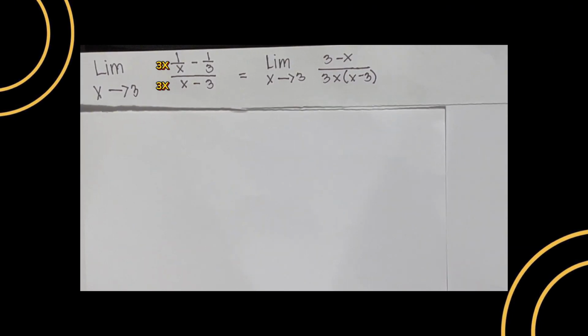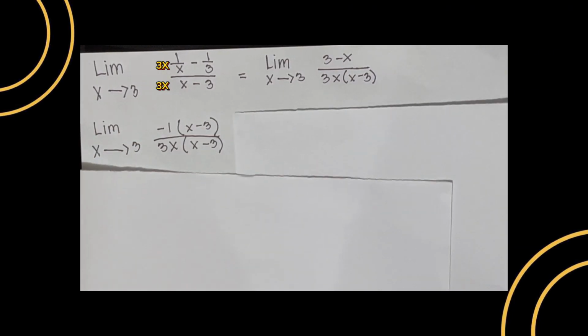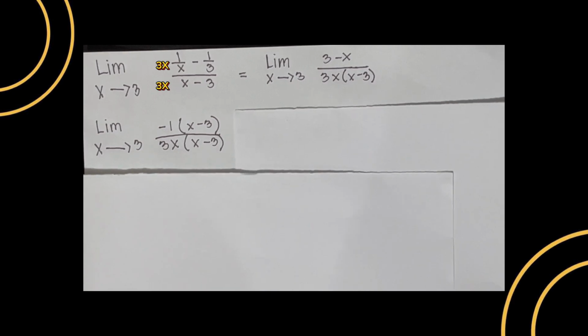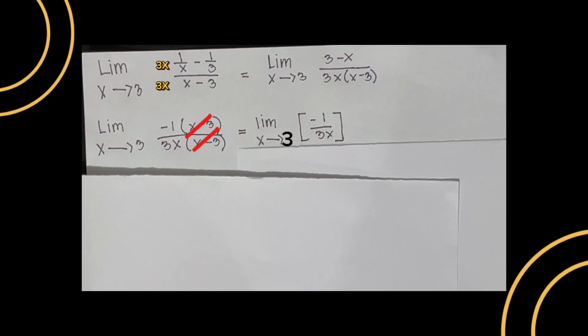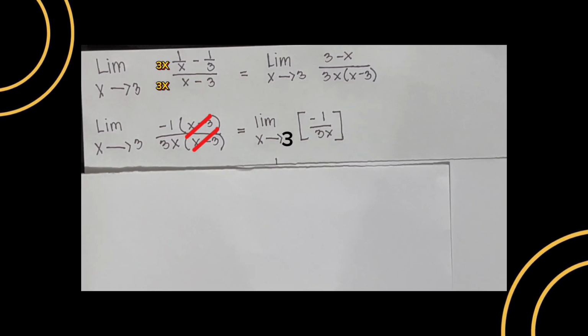So, notice that 3 minus x and x minus 3 are very similar. If you see a situation like this, factor out a negative 1. If we take out a negative 1, the negative x will change to positive x, and positive 3 will change to negative 3. So notice that we could cancel the x minus 3 factor at this point. And so what we have left over is the limit as x approaches 3 of negative 1 over 3.